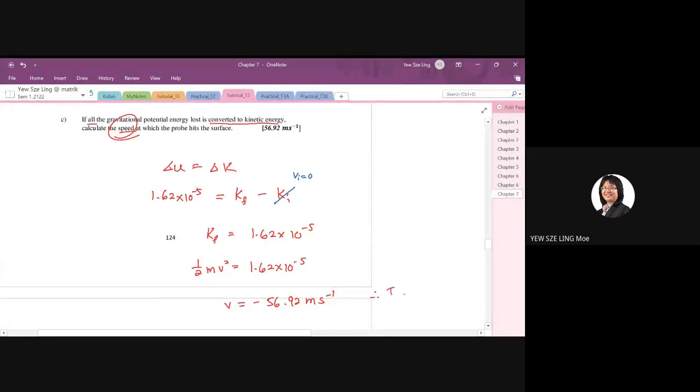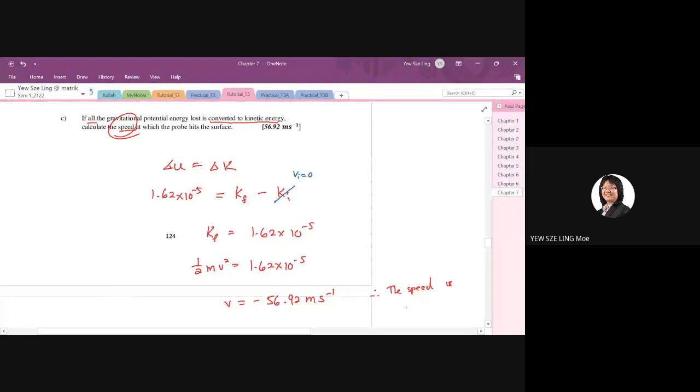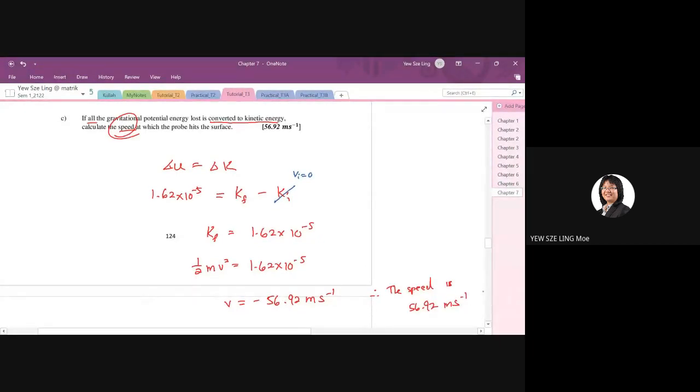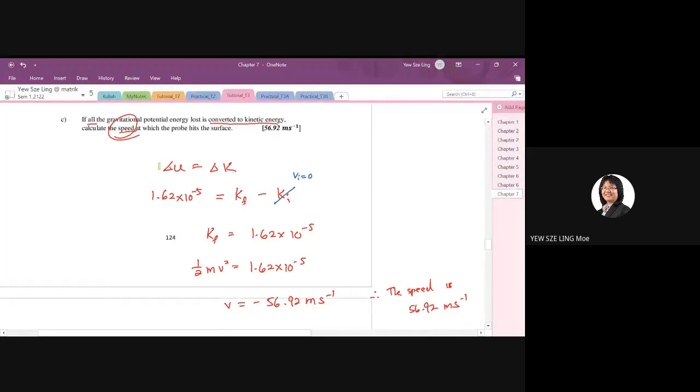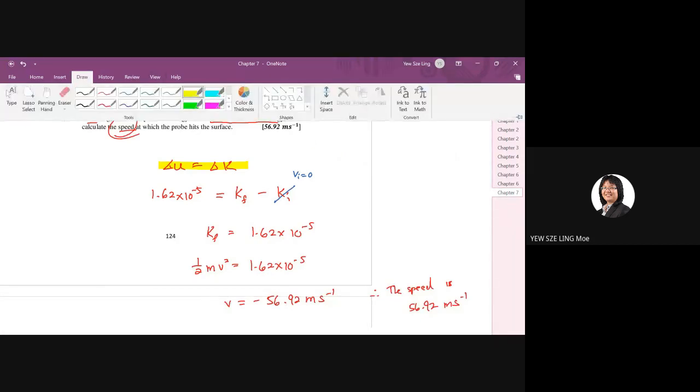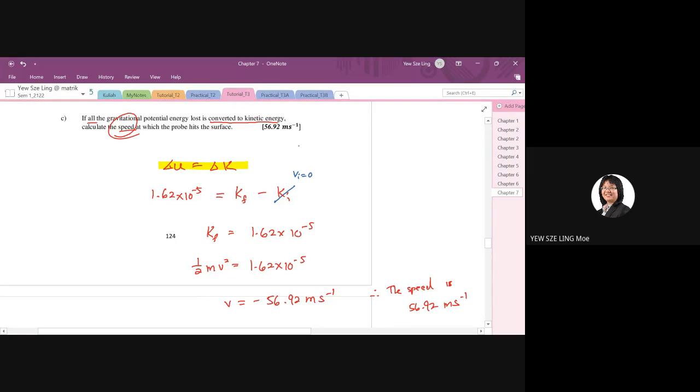Okay, the speed, in terms of a positive value, is 56.92 ms negative 1. All right, 56.92 ms negative 1. So the crucial part is whether you understand this or not, because it says all of the gravitational energy is being converted into kinetic energy, and we know energy is always conserved. So total delta U equals total delta K. From there, you then calculate the final speed.